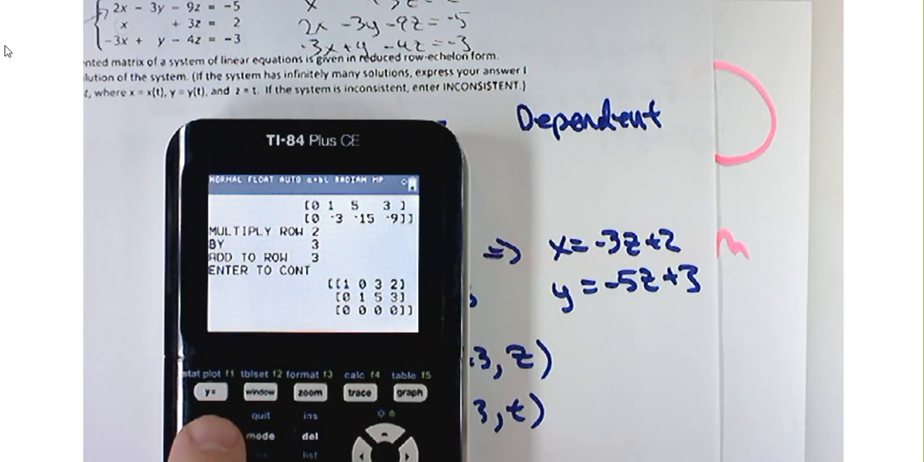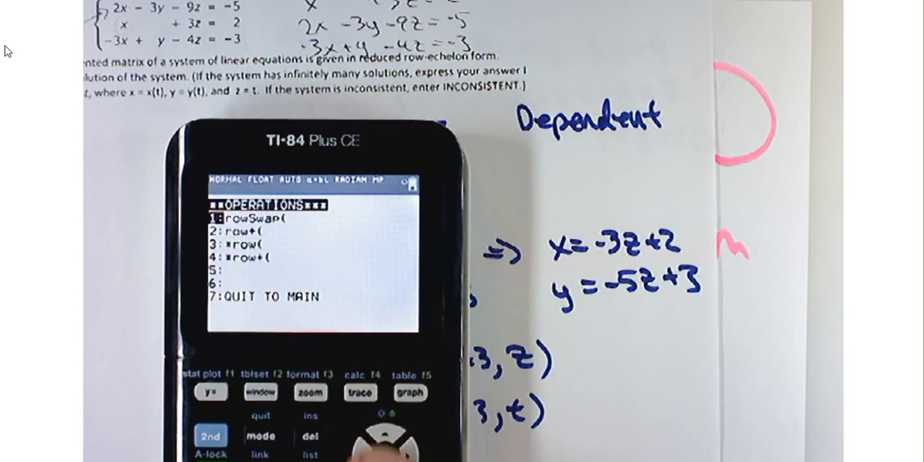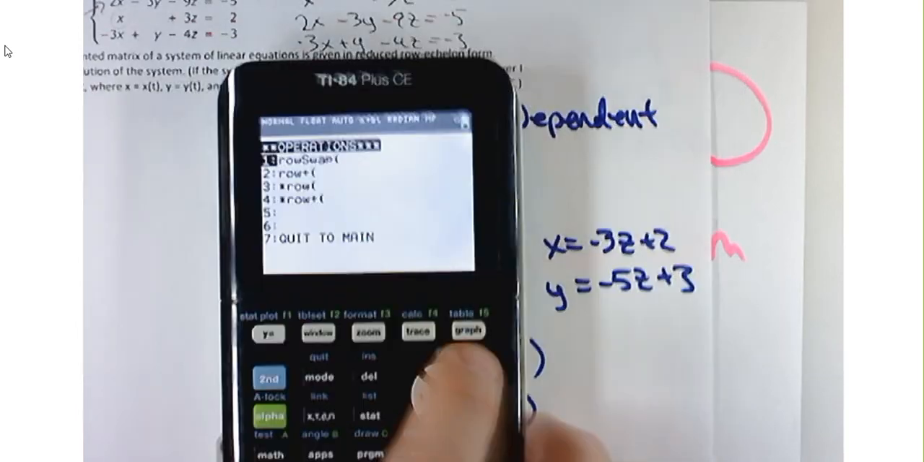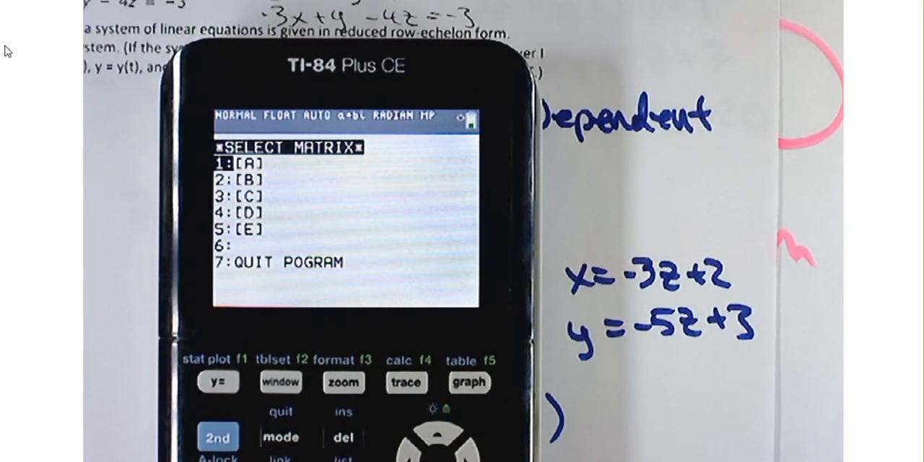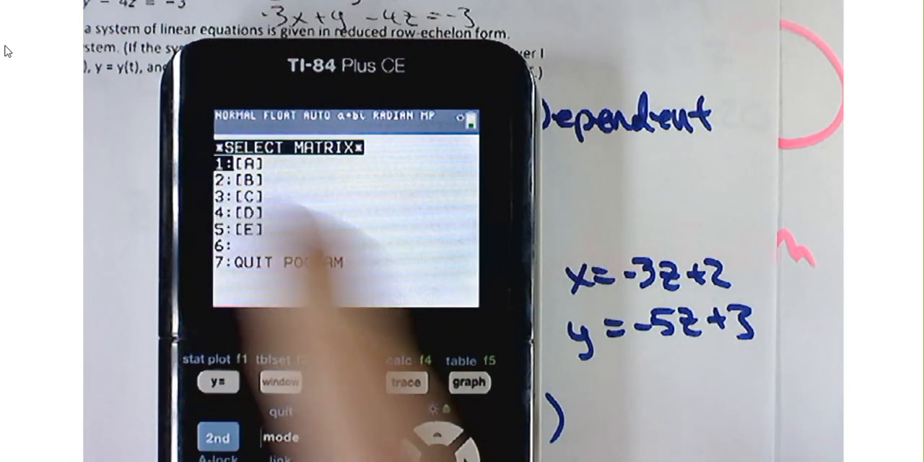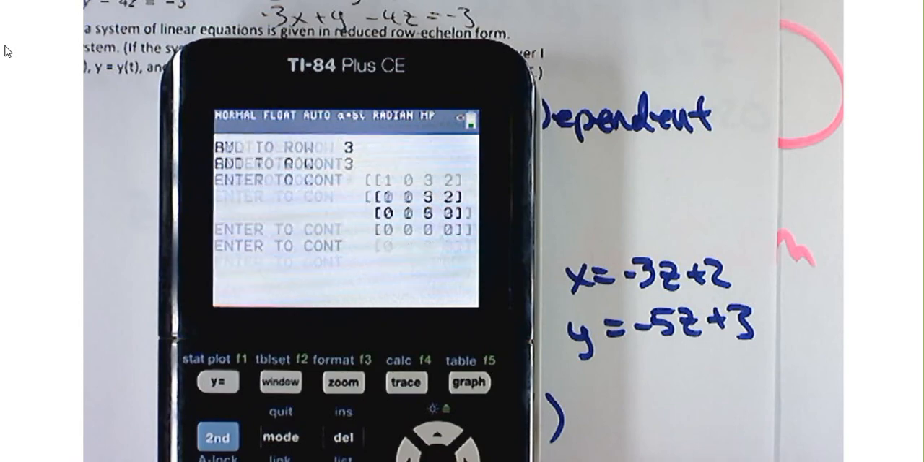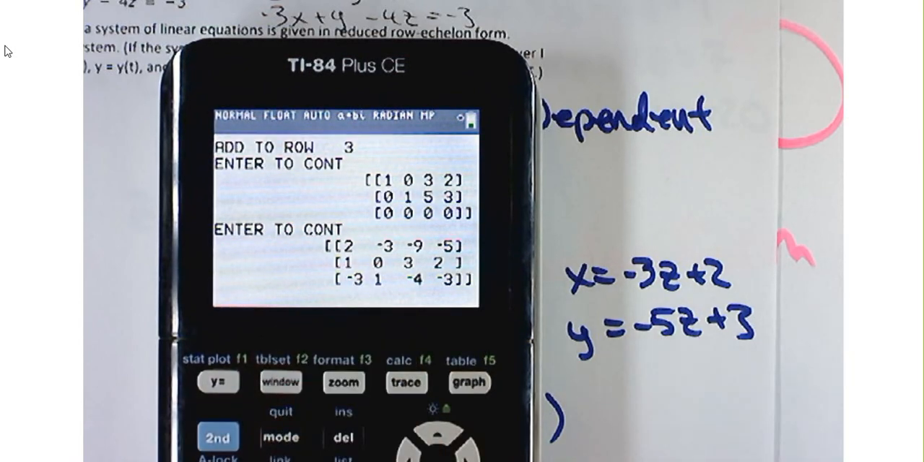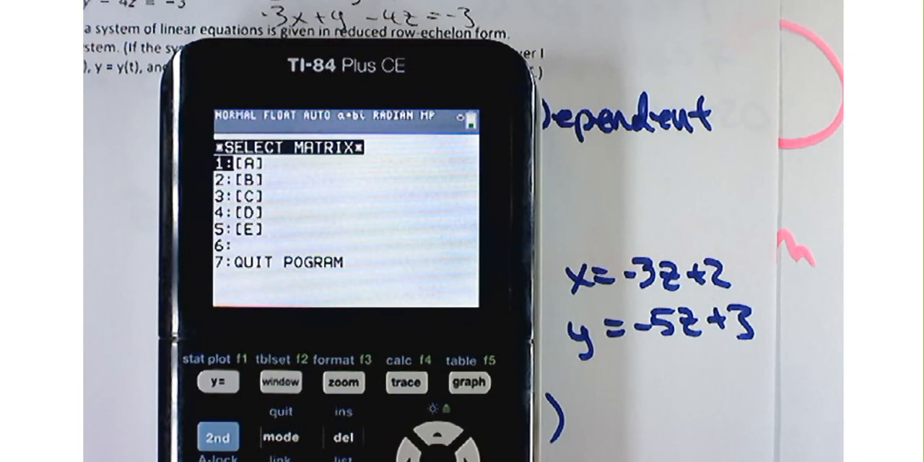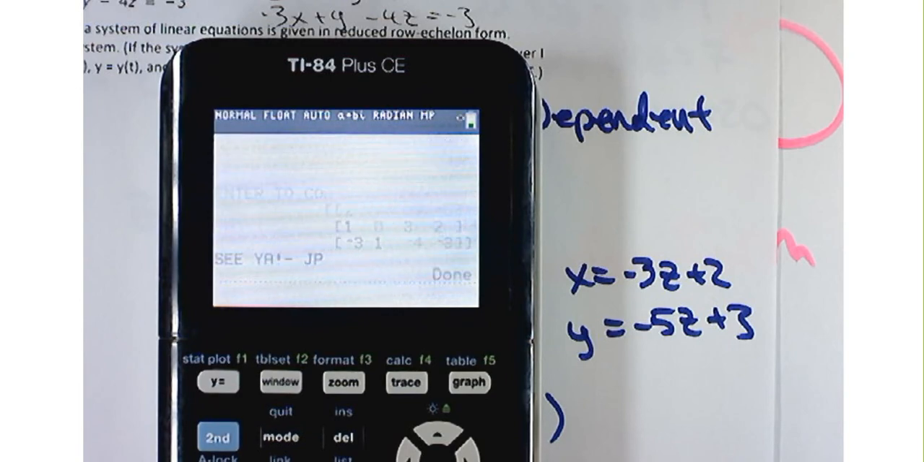I got a little bit more to say about it, but let me just finish this program and exit out. Now, if you make a mistake along the way, you can just hit 7, quit to main, and then just start over, because it still has your original matrix in it. So if I go back to matrix B, there it is. I don't have to re-enter it. It's still there in its original form. You got to press 7 twice to get out of there.